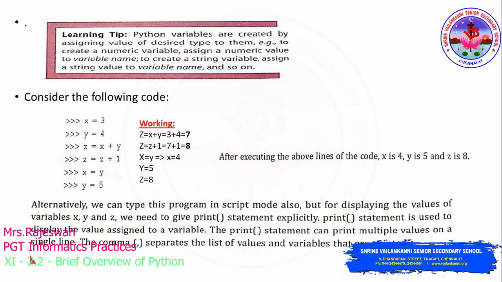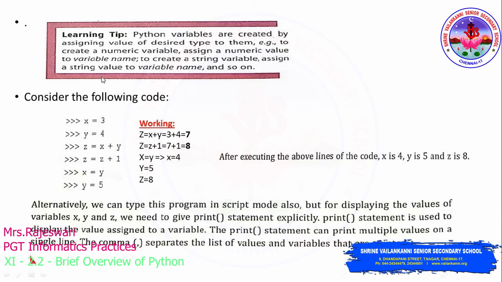Now, some of the learning tips, let us see here. Python variables are created by assigning a value of the desired type to them. For example, I have told you Python variables will be created only when you assign a value to it. If you're not going to assign any value to the Python variable, a variable will not be created at all. So whatever variable you have to create, you have to assign the respective values to it. For example, if you're going to create a numeric variable, you have to assign a numeric value. If you're going to create a string variable, you have to assign a string value to the variable name.